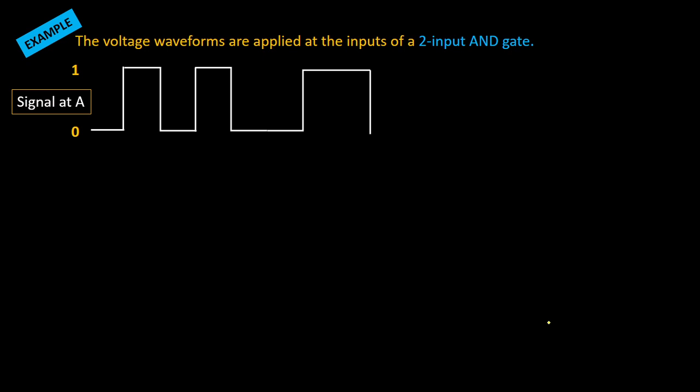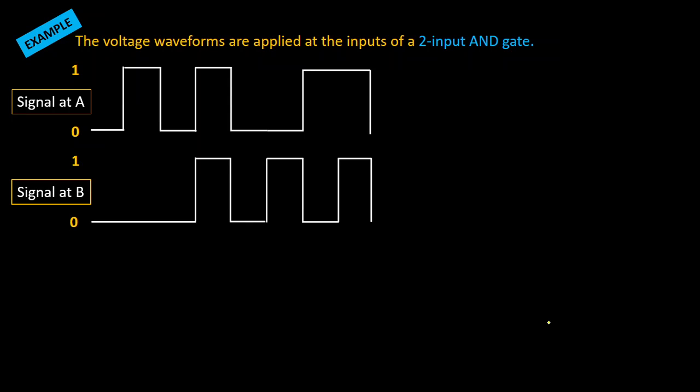Let us consider an example. The voltage waveforms are applied at the inputs of a two input AND gate. So there is an AND gate, it has two inputs A and B, and some voltage waveforms are applied at the inputs. Voltage waveforms will obviously be in digital format. So let us see the voltage waveforms. At input A, the signal which is given is like this. It has 0 and 1, lows and highs. And at B, the signal will be like this. So these two digital signals are given to the two input AND gate.